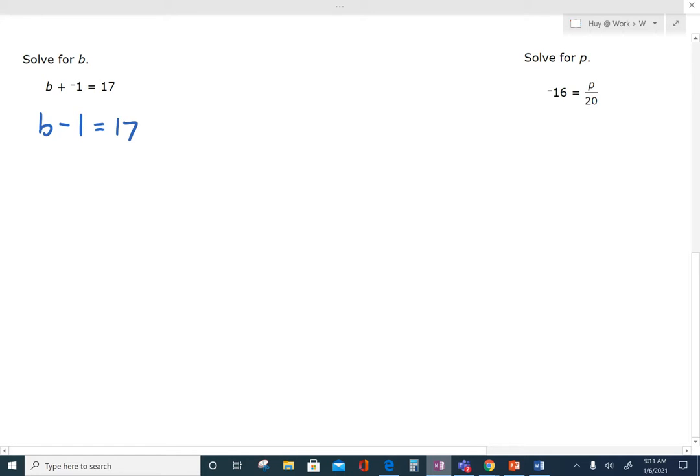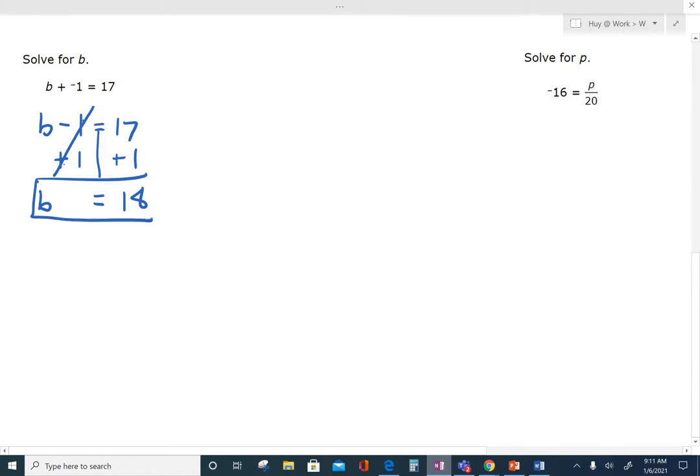Instead of plus a negative 1, I'm just going to say minus 1. A minus 1 is the same as a negative 1. All right, so b minus 1 equals 17. Instead of minus 1, we're going to add 1 on both sides. B comes straight down. Minus 1 plus 1 is 0. The equal sign comes straight down. 17 plus 1 is 18.